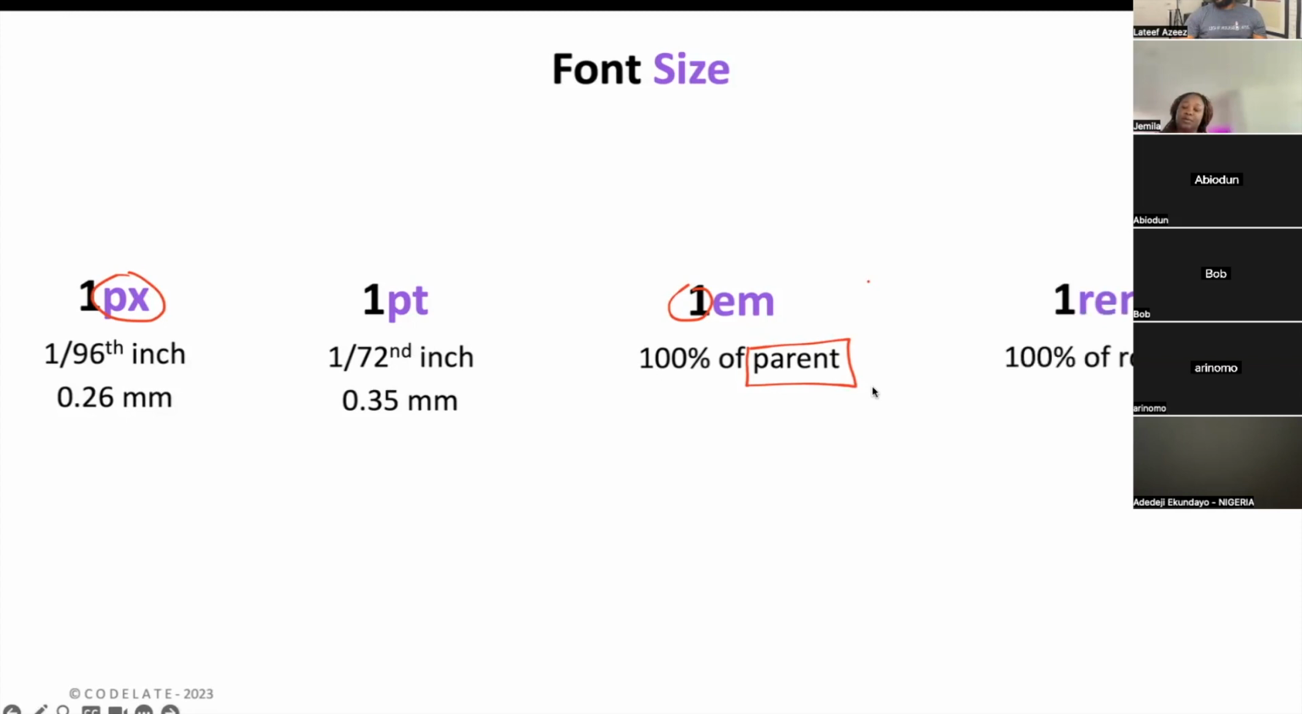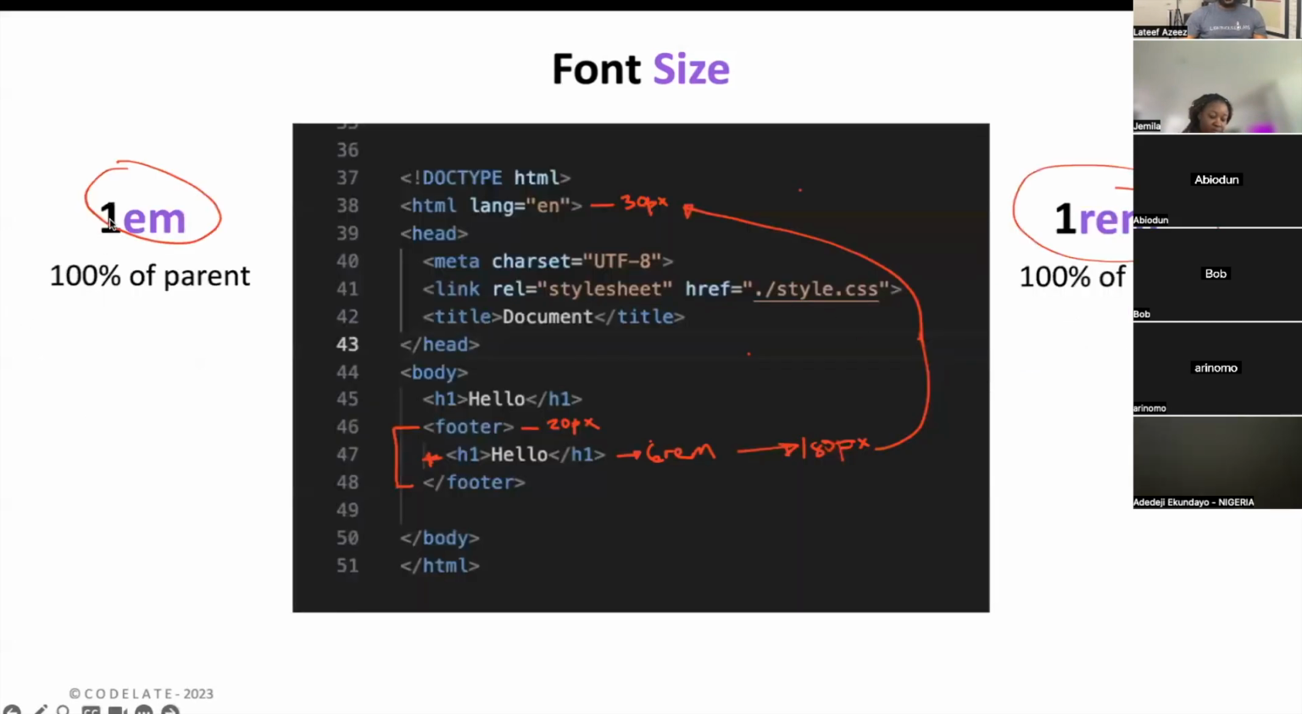We mentioned REM. REM is relative to the root. So the difference between the EM and the REM is that the EM is relative to the parent and the REM is relative to the root. So I used this as a typical example. This is the boilerplate where we have the body element, we have a hello, which is an H1, then we have a footer element that has a child H1 hello.